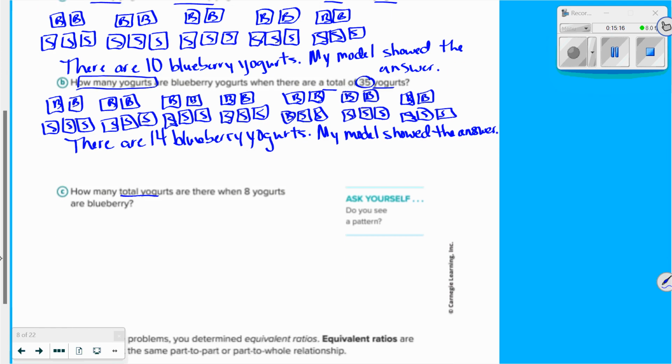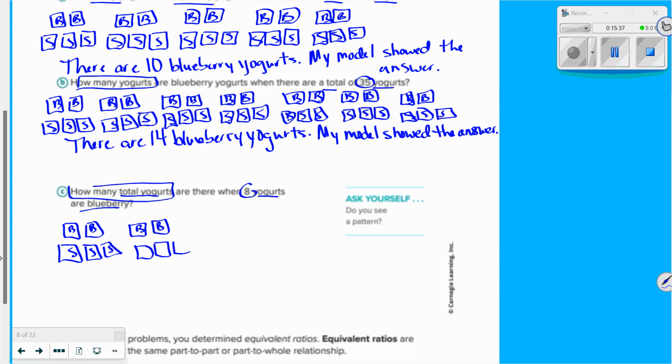How many total yogurts are there when 8 yogurts are blueberries? Now I'm kind of going the other way, so I'm still going to keep drawing the model, but now I'm just going to keep drawing until I get 8 on the blueberry side, which is 4 times. But what is my question? How many total? Okay, so I know that once I've got 4 models, I've got my 8 blueberries.